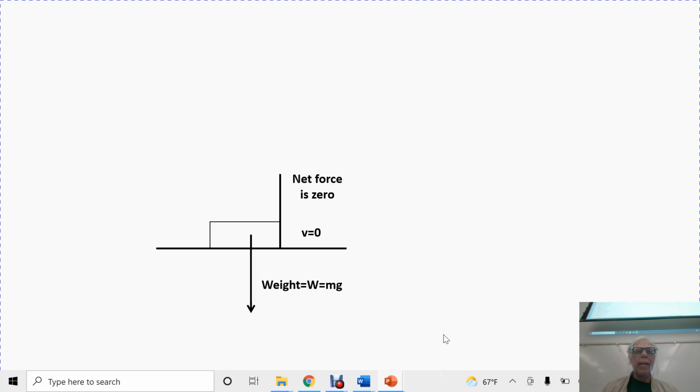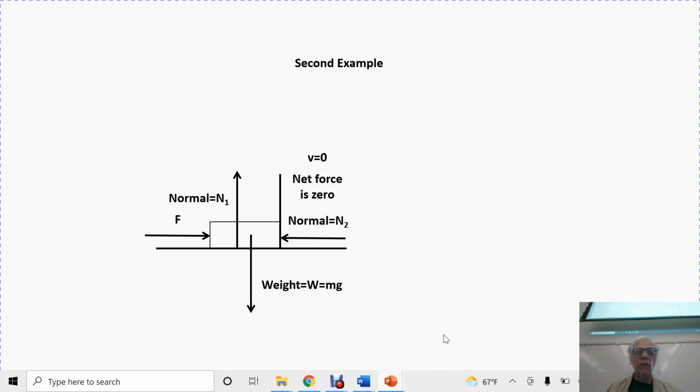We have the weight, you have this normal. If you apply a force from the left to the right, we must have another force that's countering this F. And this force is another normal, a second normal force. You can press the object against the wall, and the wall is going to prevent the object from moving by applying this force N2. And that's another example of Newton's first law of motion.